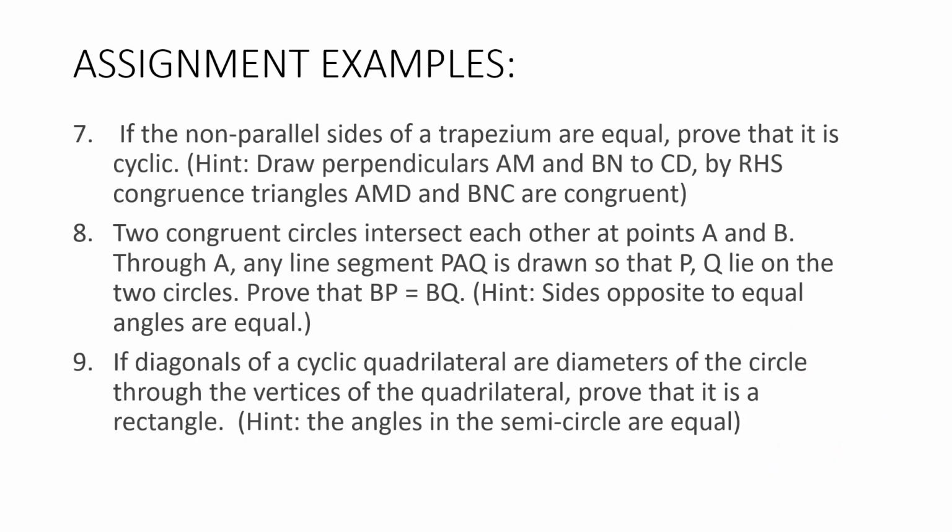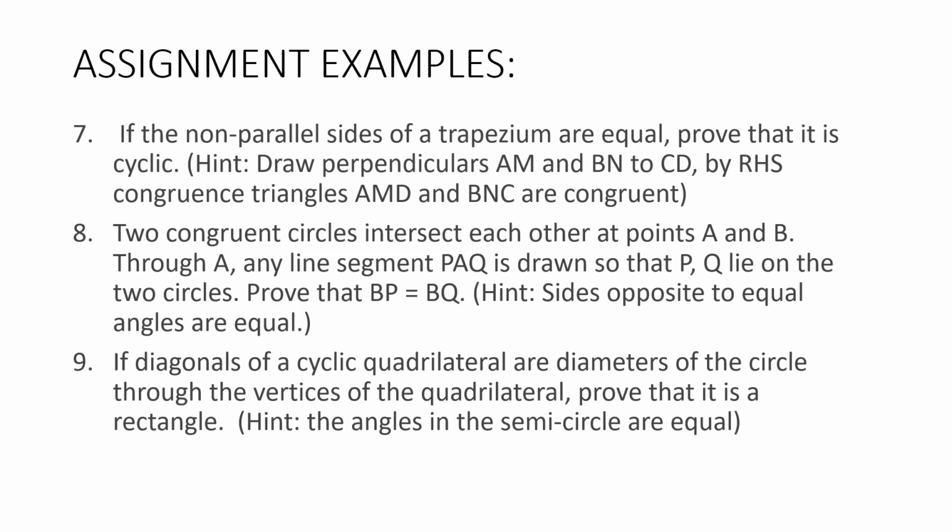Assignment example 7. If the non-parallel sides of a trapezium are equal, prove that it is cyclic. So first of all, draw the trapezium ABCD, draw perpendiculars AM and BN to CD, and by RHS congruence first you will be able to prove that triangles AMD and BNC are congruent, and then by CPCT you will be again able to prove the result.